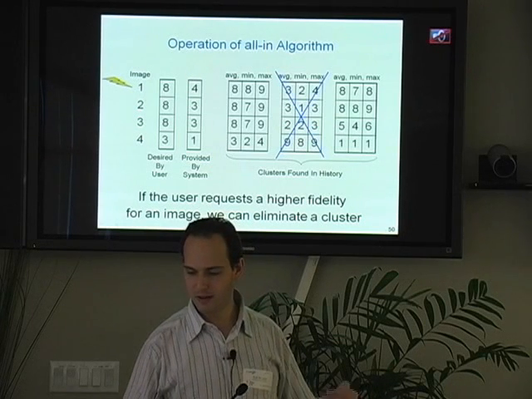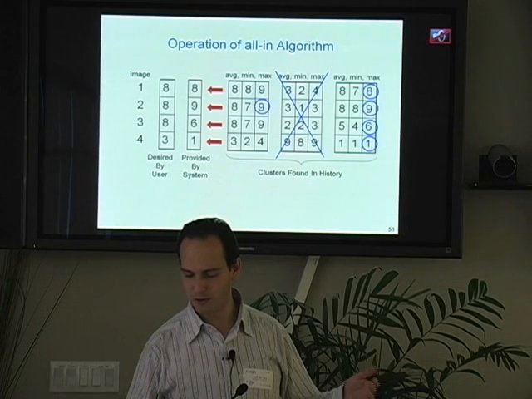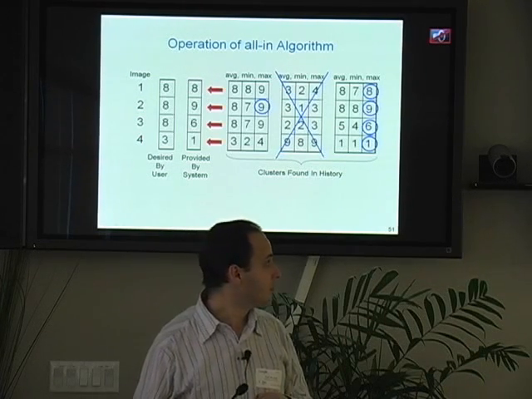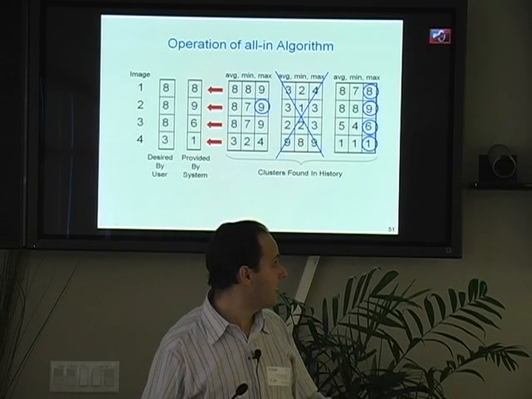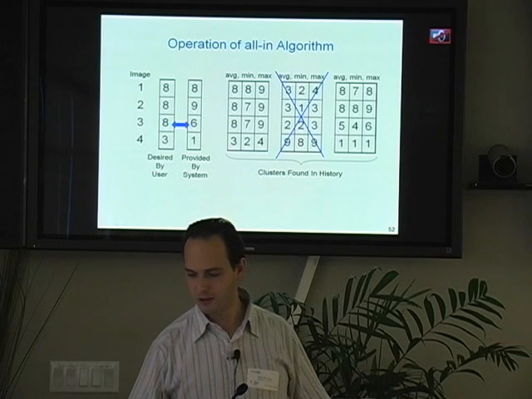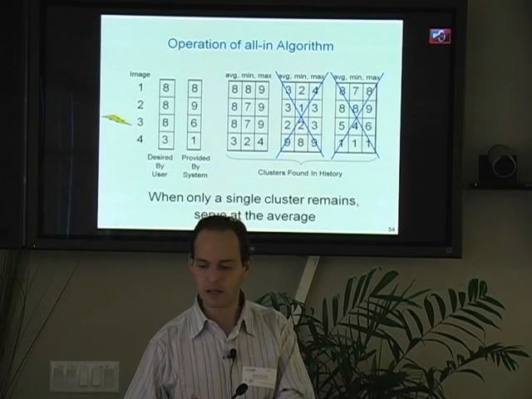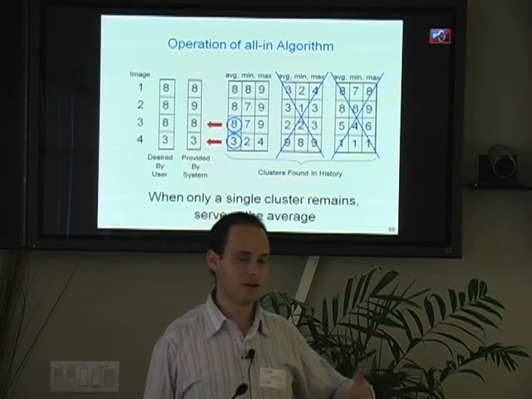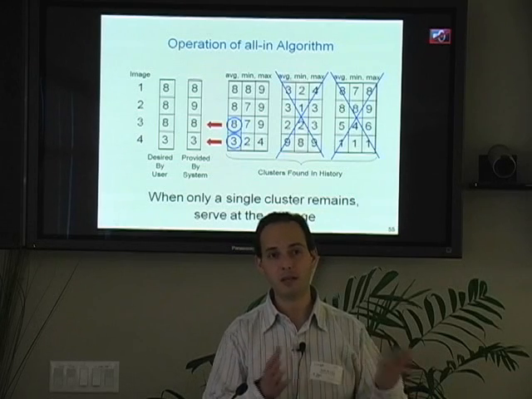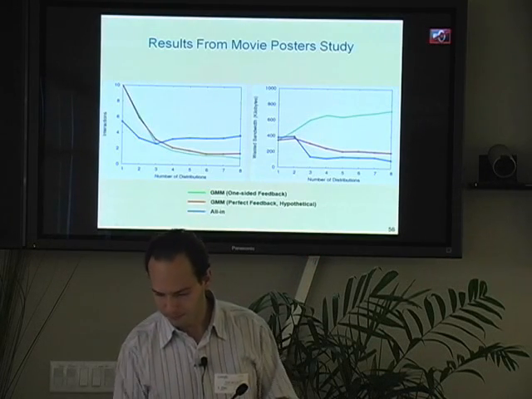So again, we take the smallest maximum, which in this case means that image 2 goes to 9, 3 goes to 6, and 4 goes to 1. Well, the user interacts again, in this case with image 3 and tells us 6 is not good enough, which tells us that they don't belong to this other community. At that point, we have identified them, we have classified them, and we can automatically raise the fidelity. And this works very well.